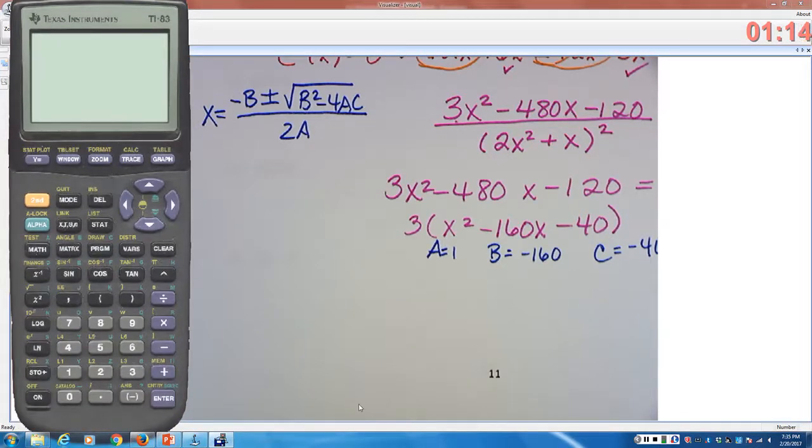I'm going to go to the graphing calculator, and since the 3 really doesn't matter, I'm going to plug in the x squared minus 160x minus 40, because that's the only thing that really needs to be equal to 0. That's one too many ones there. So I'm going to enter that in at y1.